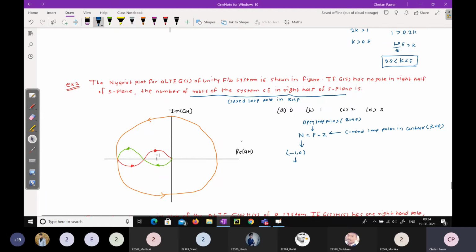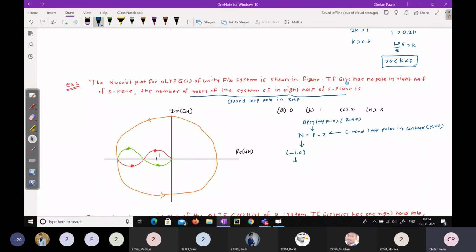We have solved the problem on this Nyquist plot and all those things. If you haven't watched the previous lecture, okay. So open loop poles in the RHP. What is the value of P here? They have given that G of S has no pole in the right half of the S-plane.